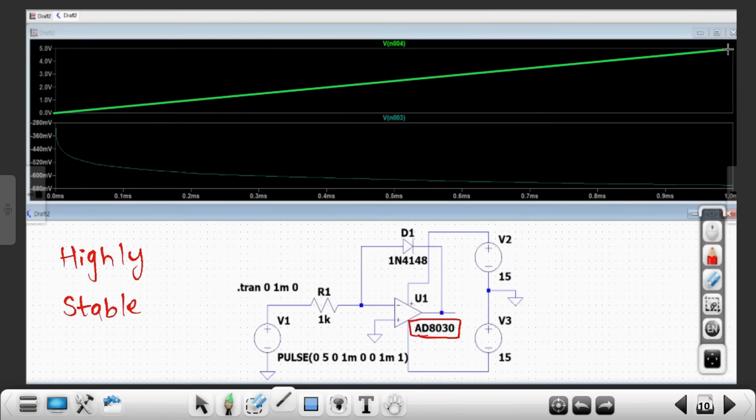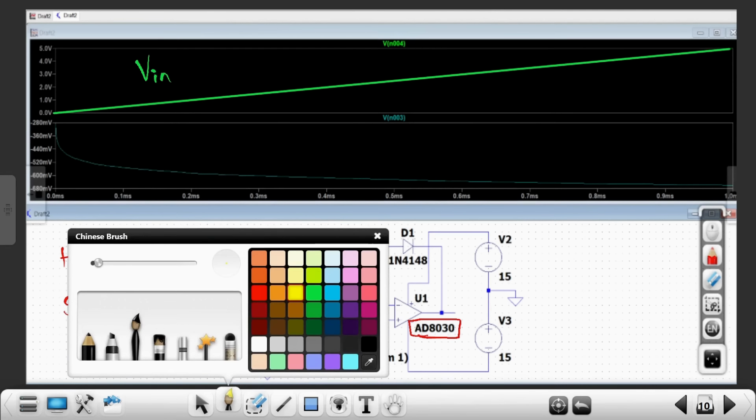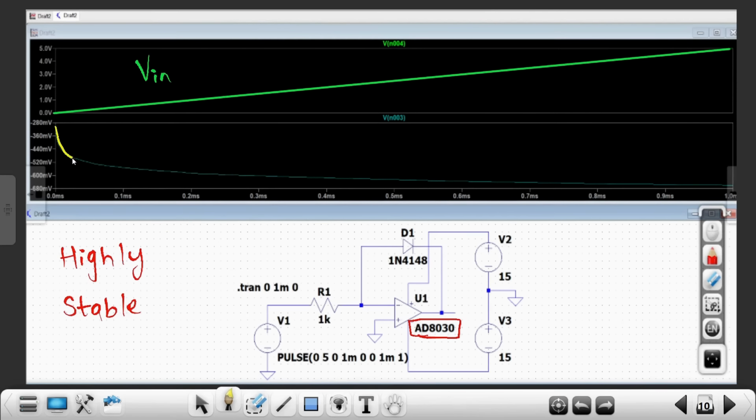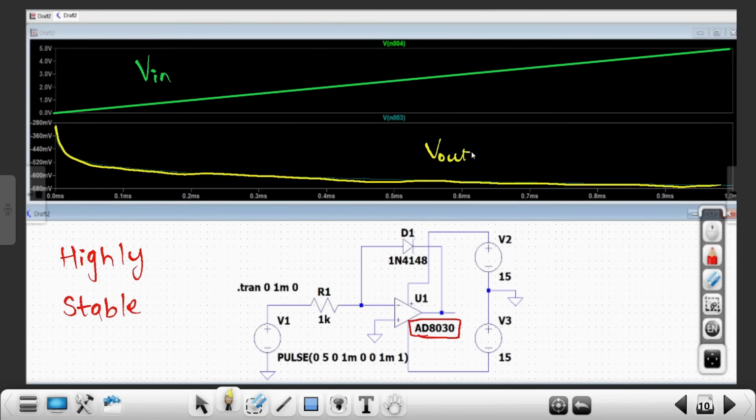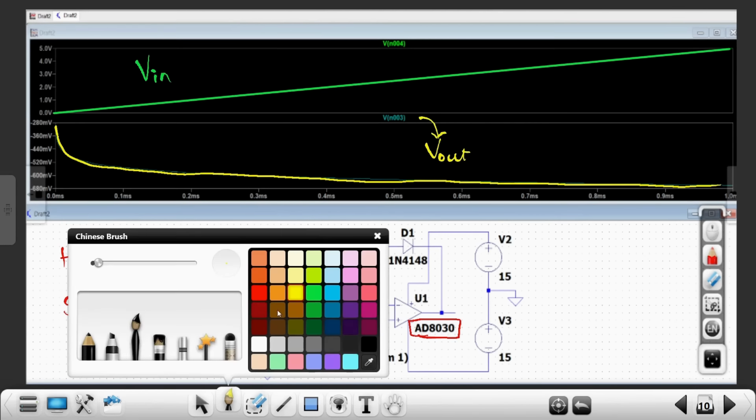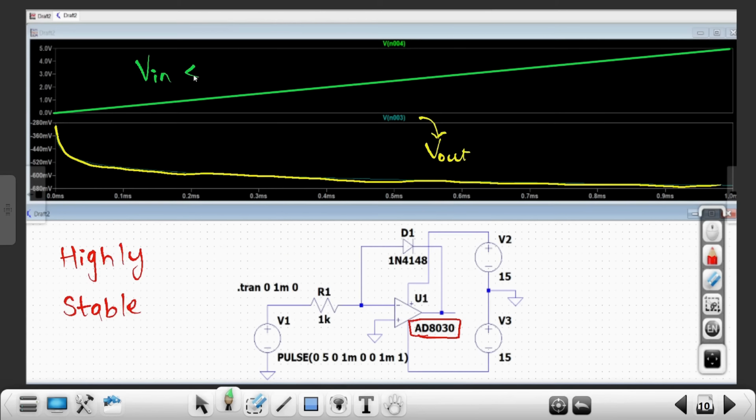Now if this is my input waveform, this is my V in. Let me just highlight it for you all. V in. This is my output waveform, something like this. So this is my V out, and this was my V in. Great. So this particular Opamp, AD8030, is highly stable.